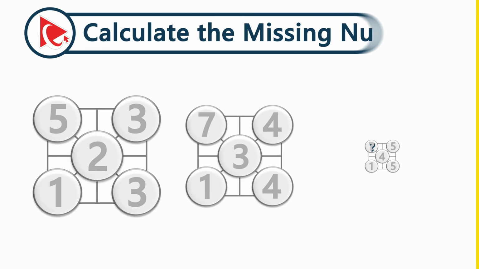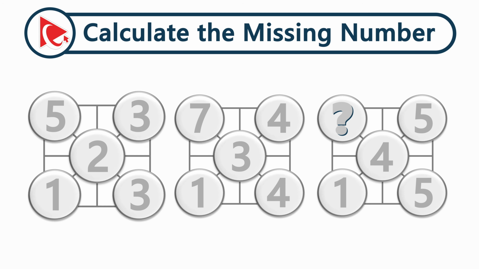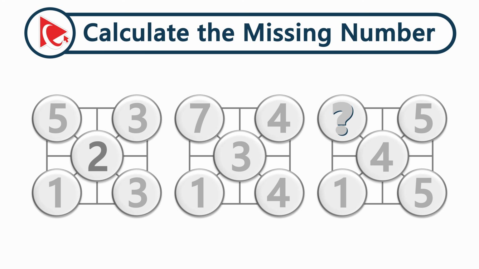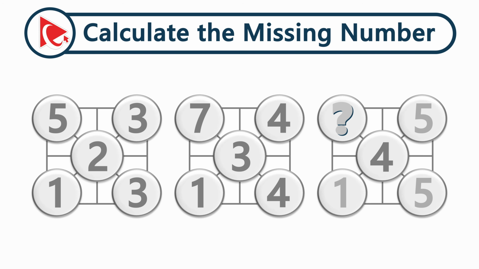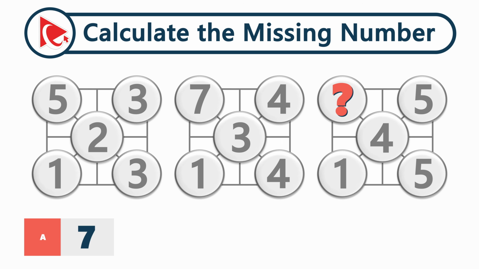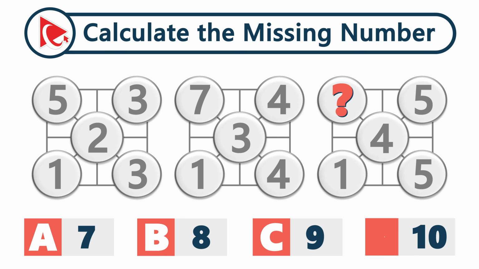You're presented with 3 cool-looking squares. Each square has 5 numbers inside. The first square has number 2 in the middle, then numbers 3, 3, 1, and 5. The second square has number 3 in the middle, and then numbers 4, 4, 1, and 7. And then the third square has number 4 in the middle, and then numbers 5, 5, 1, and then comes the missing number, which you need to calculate and select out of 4 possible choices. Choice A, 7, choice B, 8, choice C, 9, and choice D, 10.